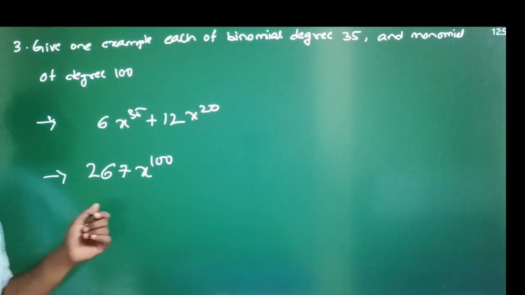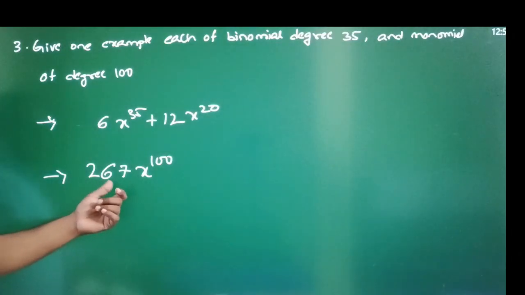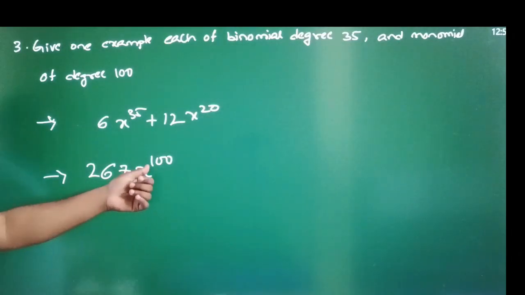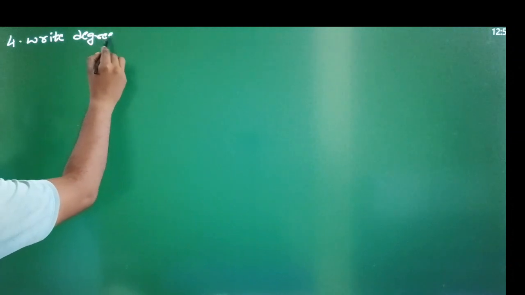Next, monomial. If in an expression only one term is there, then the expression is called a monomial: 267 into x power 100. Here the degree is 100. Next one. Write the degree of each of the following.